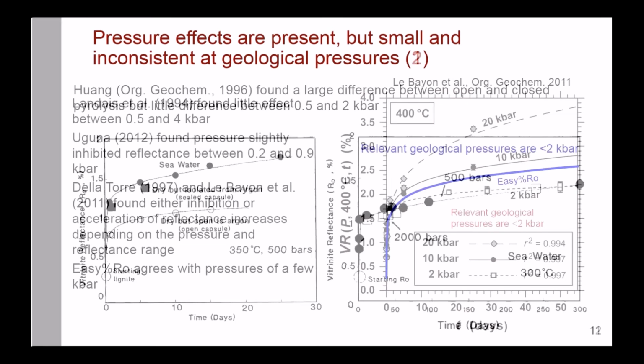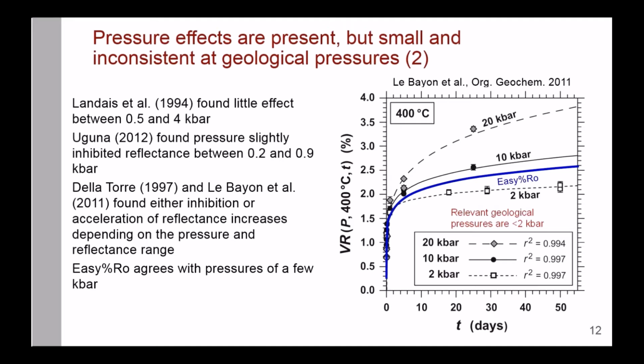More recently, there have been a fair number of people who studied the pressure. The Delatoria and Bayon papers studied a fairly wide range of conditions. They found either retardation or acceleration of reflectance depending on the pressure and reflectance ranges. So they're proposing some complex things going on. There are quantitative differences between their power law model and EZR0, but qualitatively they both have this feature of, let me see, I found out how to do this.